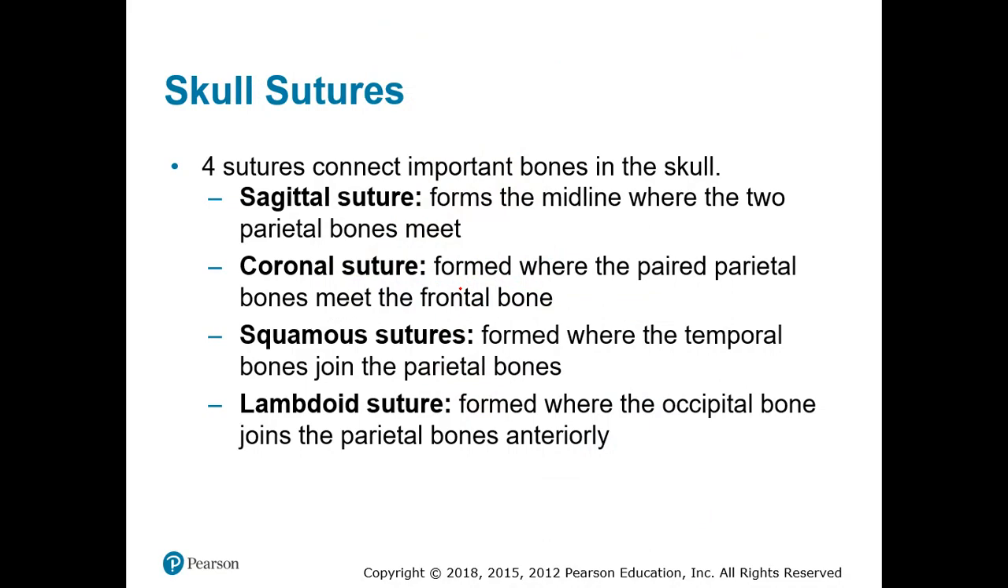The last thing we're going to cover besides the cranial bones is something called sutures. Sutures connect all of your cranial bones together in your skull, and these are immovable joints. There are 4 major sutures that you need to know, and the first one is called a sagittal suture. This forms the midline where the 2 parietal bones meet.